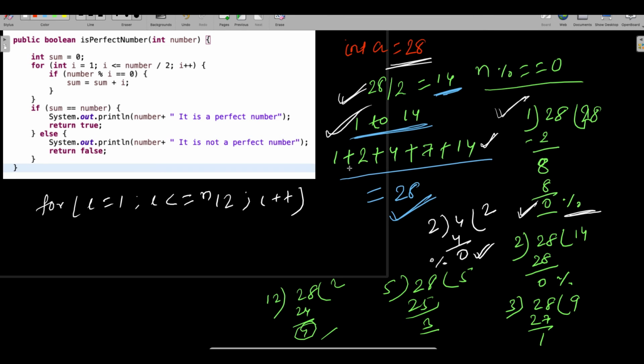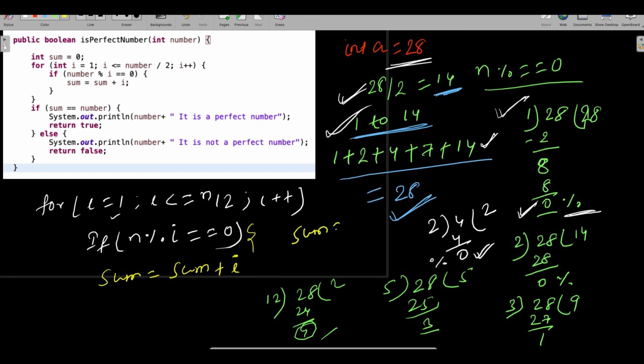So what I am trying to do is, inside the for loop, if the number modulus i is equal to 0, then can I write here: sum is equal to sum plus i, and in the beginning assume that your sum is equal to 0. You got my logic? Why did I do sum is equal to sum plus i? I was just adding the numbers by which I was able to do complete division.